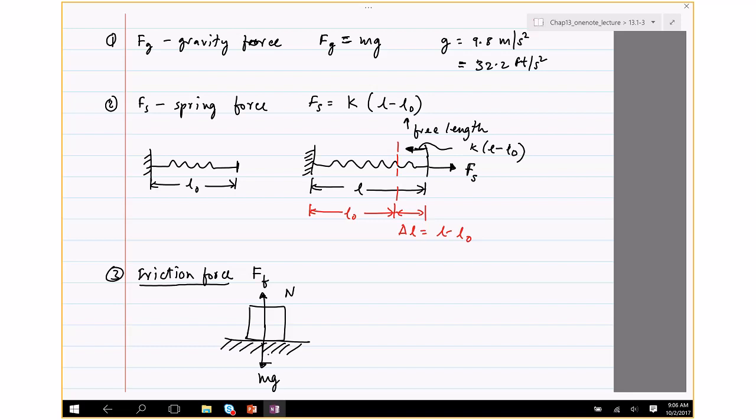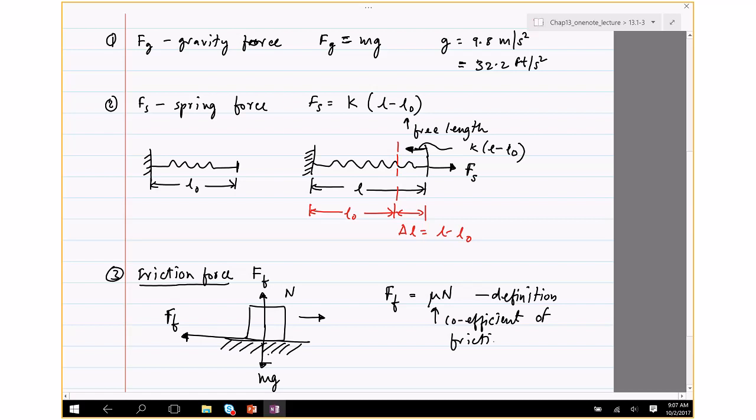So in this case, if this mass is moving to the right, then there is a force which opposes the motion of the mass to the right, and that force is the friction force. And the friction force is given by mu times N. So that's the definition of the friction force. It is a constant called the coefficient of friction times the normal. Okay, so that is the expression you got to use.